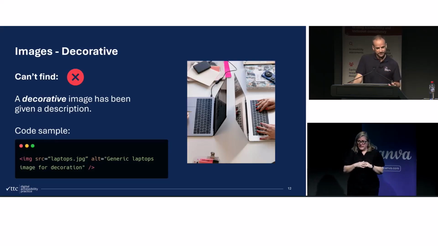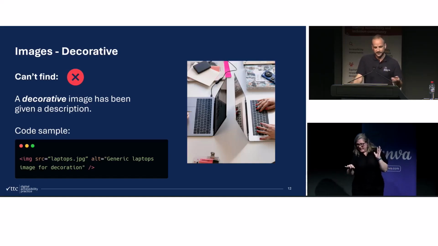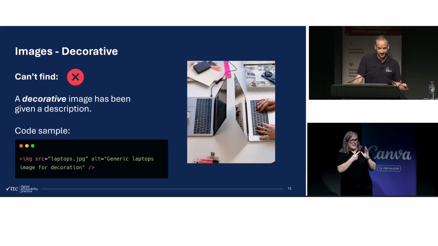Then if we flip that situation around and say we've got an alt text description, and here we've got generic laptops image for decoration. So a bit of a hint there in the alt text that it might be a decorative image. But the automated tools will not pick this up as a decorative image because, again, it has no idea that it's supposed to be decorative. So it's another one that it's missing.